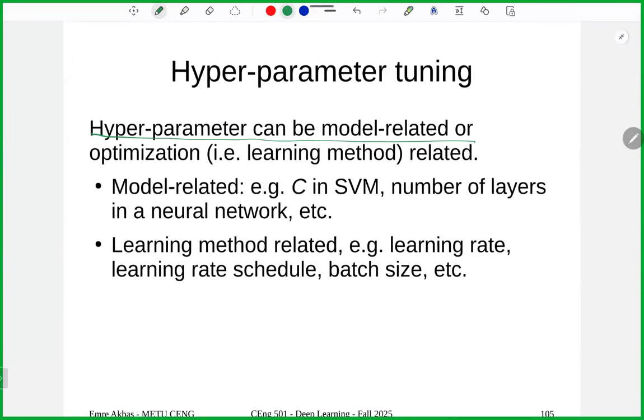Hyperparameters can be model related or optimization related. We have two types of hyperparameters. Model related ones are, for example, C in SVM because it appears in the loss function or the objective function. Other ones are, for example, the number of layers in a neural network, which is also a hyperparameter. Nobody tells you how many layers to use. You have to design this network, right? You have to search for it. It could also be learning method related. Learning rate, schedule, and batch size are also hyperparameters that need to be tuned.